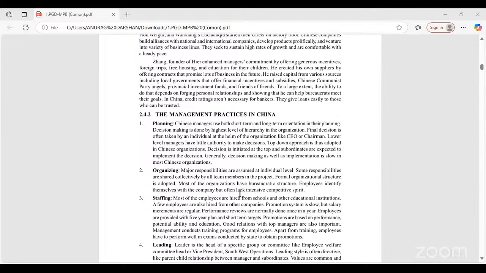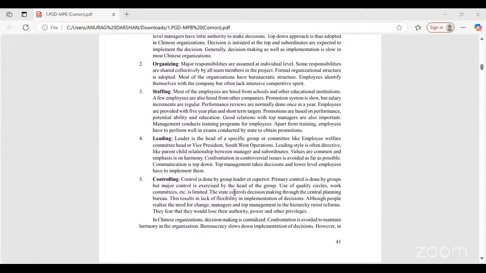Decisions are taken by the highest level of the hierarchy in the organization, and the final decisions are often taken by individuals at that level, that is, the CEO or the chairman. They generally take the decisions. In organizing, the major responsibilities are assumed at the individual level, and some responsibilities are collectively shared amongst the team members.